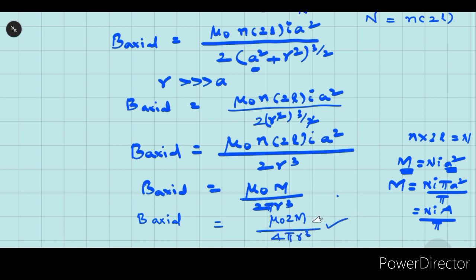for the magnetic field at the axial line of the solenoid, which is similar to the magnetic field produced by the bar magnet, which is equal to mu naught into 2 into capital M divided by 4 pi R cube. So the bar magnet and solenoid are similar to each other, that is a solenoid can behave as a bar magnet.